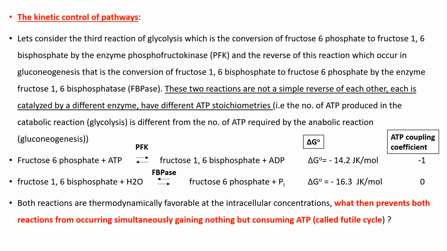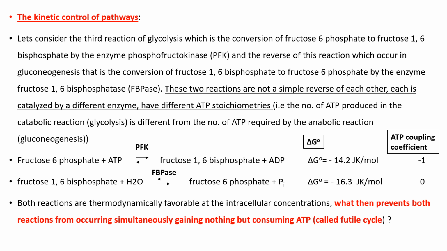Let's consider the third reaction of glycolysis, which is the conversion of fructose 6-phosphate to fructose 1,6-bisphosphate by the enzyme phosphofructokinase, and the reverse of this reaction, which happens in gluconeogenesis, the conversion of fructose 1,6-bisphosphate to fructose 6-phosphate by the enzyme fructose 1,6-bisphosphatase. These two reactions are not simple reversals of each other. Each is catalyzed by a different enzyme and has different ATP stoichiometry.